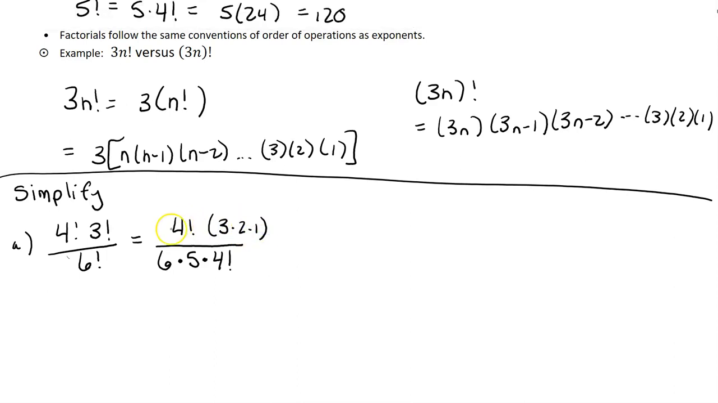So now I can cancel the 4 factorials. And you do have to cancel the entire factorial. I get 6 over 6 times 5, which is 1/5.